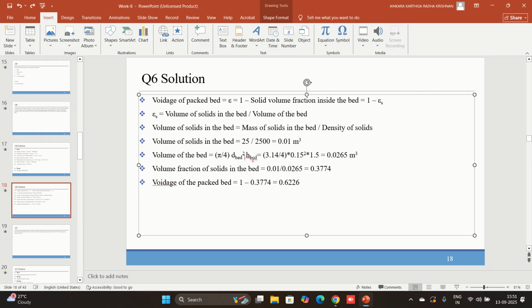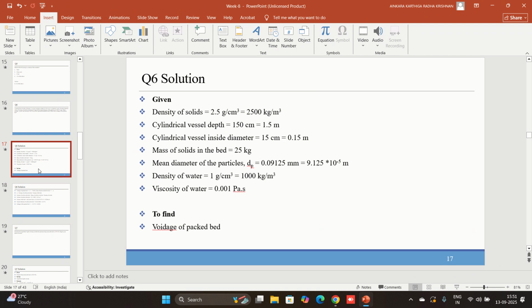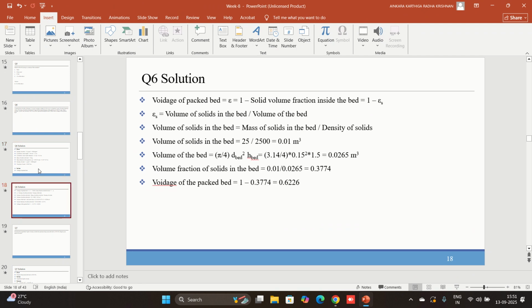Pi by 4 d square h, and it is 3.14 divided by 4 into diameter is 0.15 meter into h is 1.5 meter. So using that, what we can get is 3.14 divided by 4 into 0.15 square into 1.5. So we will get 0.02649, so 0.0265, and this is 0.01.